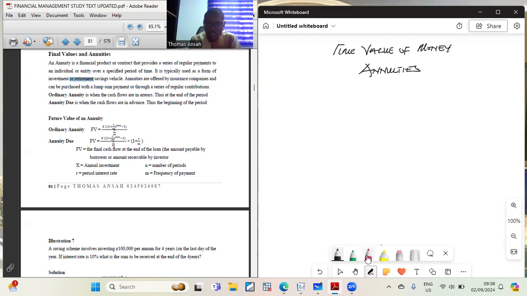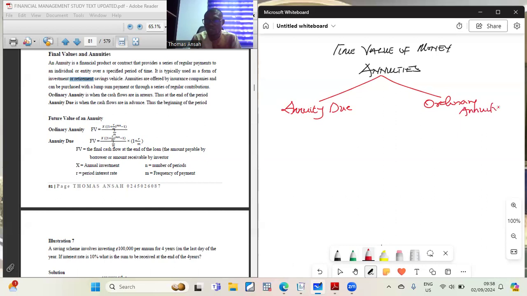And in this annuity, we are going to look at two forms of annuity. There are actually so many types of annuity, but for exam purposes, we are looking at two. We are looking at ordinary annuity, and I want to even write the A first because A comes before O, and we have annuity due, and we have ordinary annuity. They are all annuities, but the timing of the investment matters. The timing of the payment or the savings matters.